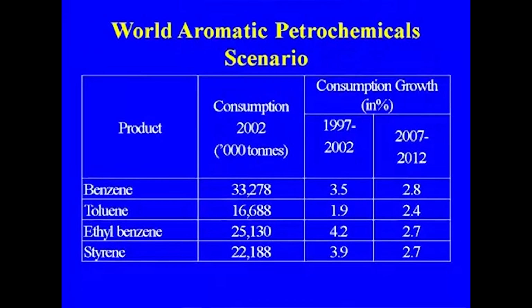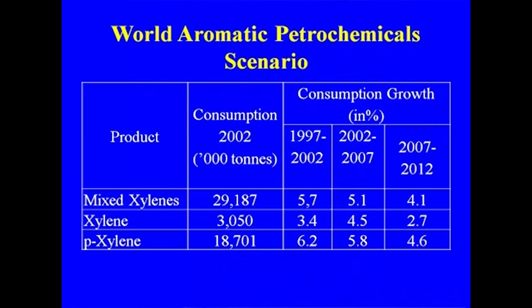So, this is about the world aromatic petrochemical scenario, the consumption figures of benzene, toluene and xylene, and the changing scenario from 1992 to 2002 and 2007 to 2012. Consumption growth in percentage is 3.5 to 2.8 for benzene, 1.9 to 2.4, ethyl benzene 4.2 to 2.7, and styrene 3.9 to 2.7.